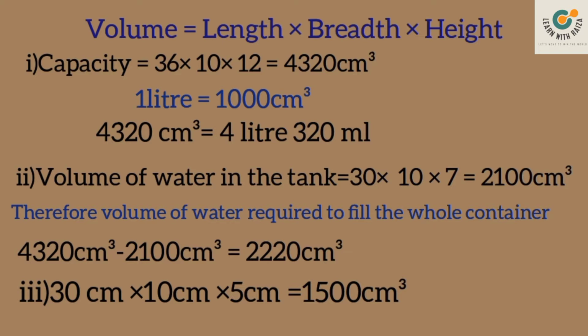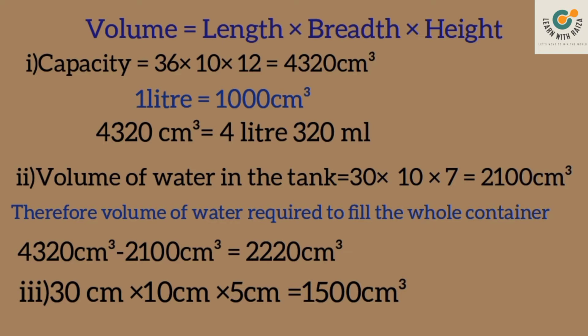So 1 liter is equal to 1000 cubic centimeters. We found that 4320 cubic centimeters are there. To get the answer in liters and milliliters, we have to divide 4320 by 1000, where you get 4 liters and 320 milliliters. So this is the capacity of the tank.